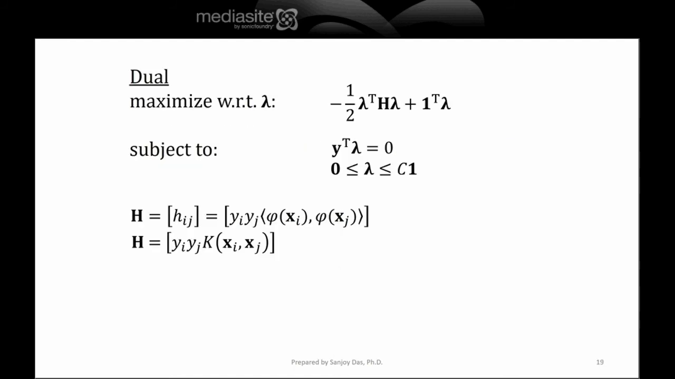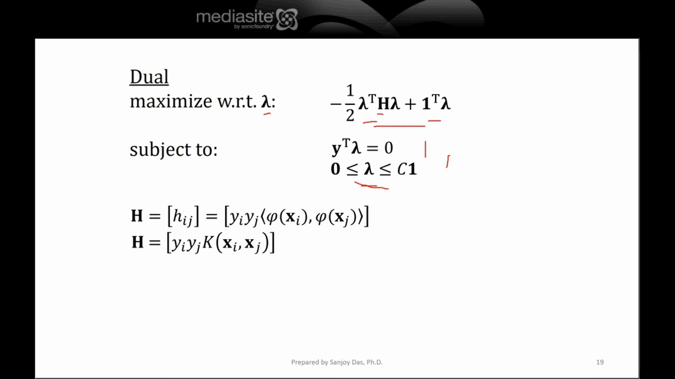definite. So this is the dual form of the maximum margin hyperplane formulation. We maximize with respect to the dual variable lambda an objective function which contains a quadratic term, negative half lambda transpose H lambda, and 1 transpose lambda, subject to y transpose lambda equals 0, and lambda should lie in the range 0 to C. This is in the case of the soft margin hyperplane. Otherwise, the condition for a simple optimal hyperplane would be lambda greater than or equal to 0.